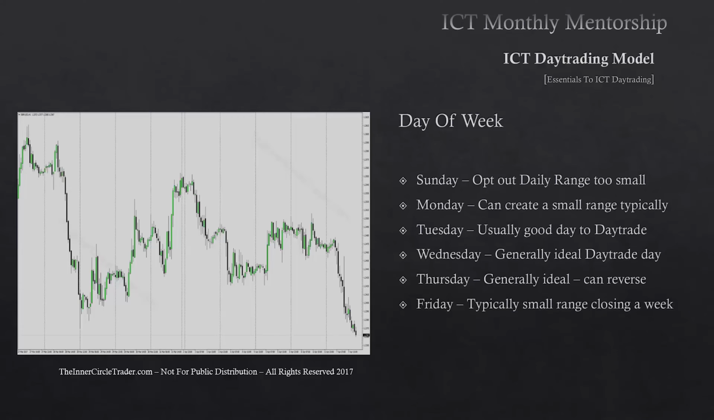Friday is typically a small range as we close a week, but if there are objectives that haven't been met by Thursday in terms of the PD arrays, you could see a surprise expansion on Friday running into that PD array. So it's kind of like a toss-up. It depends on what we've seen in the weekly range. If Thursday has met the daily PD array, whether it be a premium or discount that we've traded for, in terms of a target for the weekly range as a whole, if that's been met by Thursday, chances are Friday's going to be a really quiet day. If it has not been met, Friday can sometimes surprise us and have a big, large range day.